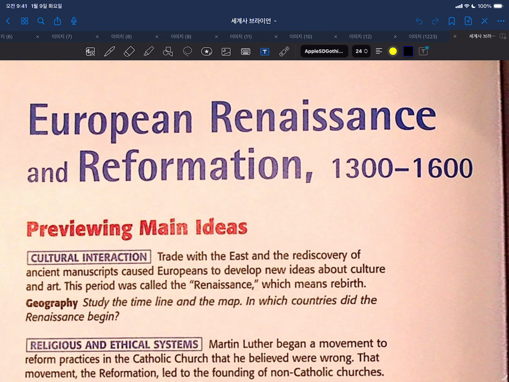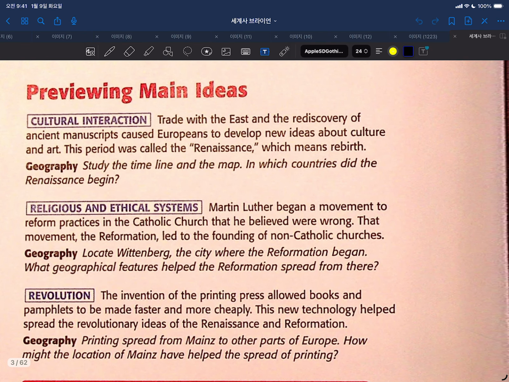Chapter 1, European Renaissance and Reformation. Previewing main ideas, cultural interaction. Trade with the East and the rediscovery of ancient manuscripts caused Europeans to develop new ideas about culture and art. This period was called the Renaissance, which means rebirth.